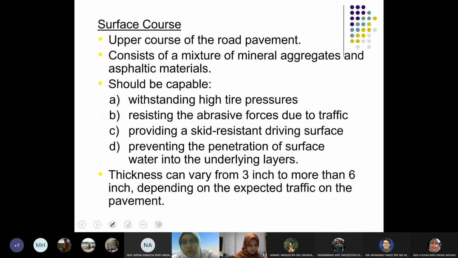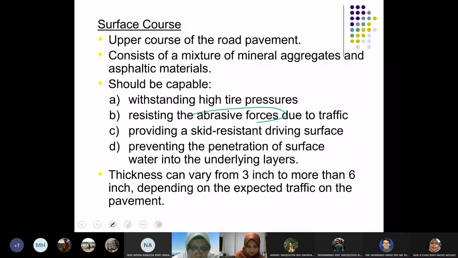Okay, so kita lihat sini ya. Okay, this is the upper cost of the pavement. Consists of mixture of mineral aggregates and asphalt material. So inilah layer asphaltic concrete kita lah. Should be capable to withstand high pressure, resist the abrasion force due to traffic loading.